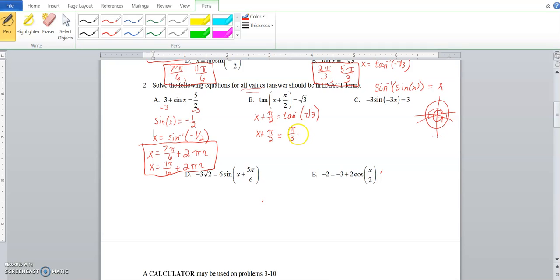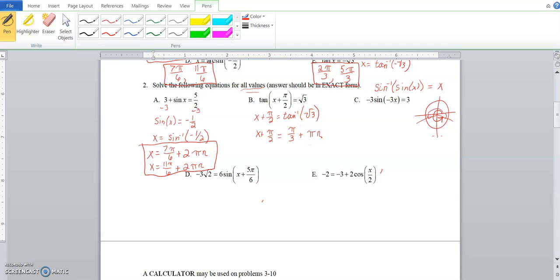But again, as soon as we went from having a trig value in the equation to not, that's where we have to start the plus 2 pi n or plus pi n. This is tangent. Tangent repeats every pi.